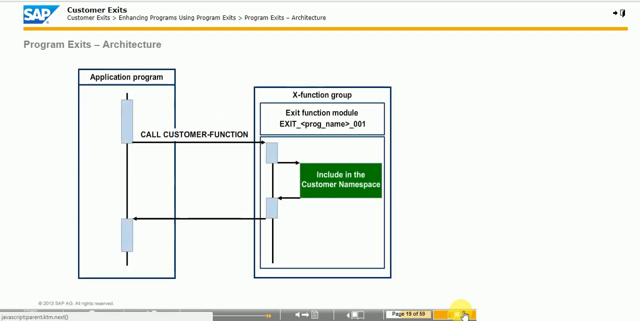The figure shows the flow of a program that provides an enhancement in the form of a program exit. The exit function module is called at a predefined point in the source code. The SAP application developer defines this point. Within the function module, the coding in the customer namespace is called using an include program.